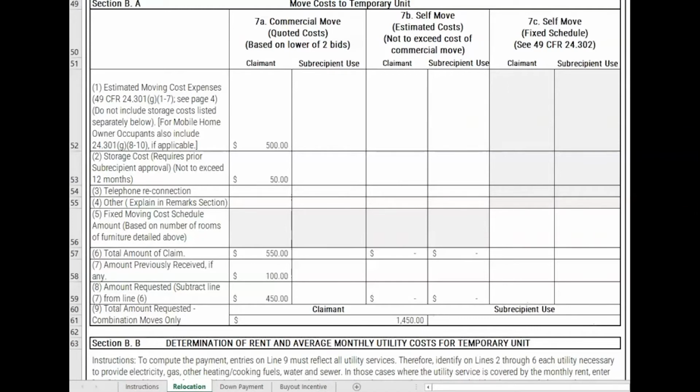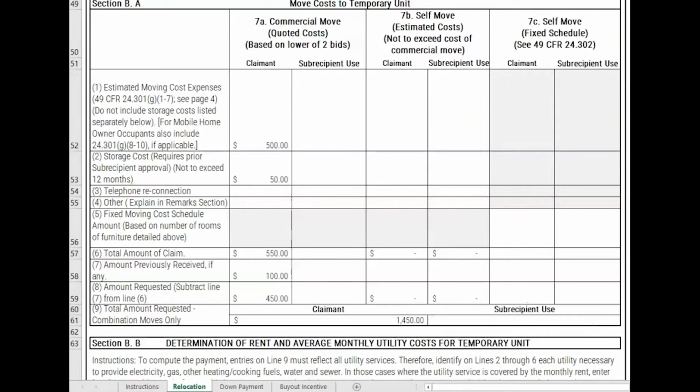Then in line 6, the total amount of the request will automatically calculate. If the applicant previously received any money for temporary relocation, they should input that amount into row 7. Then in number 8, row number 7 will automatically subtract from row 6 for their total amount requested. The applicant total amount requested in row 9 will auto-calculate. For our example, the applicant had $550 in moving expenses and had previously received $100, so their total amount requested was $450.